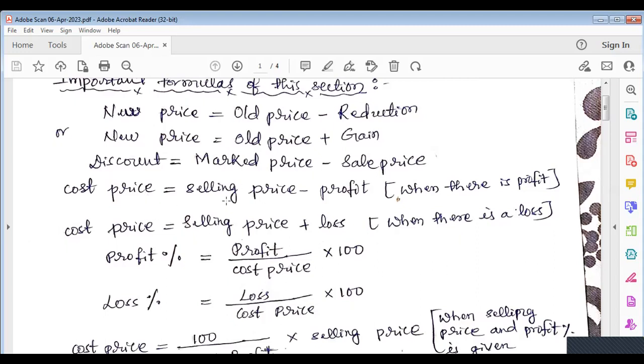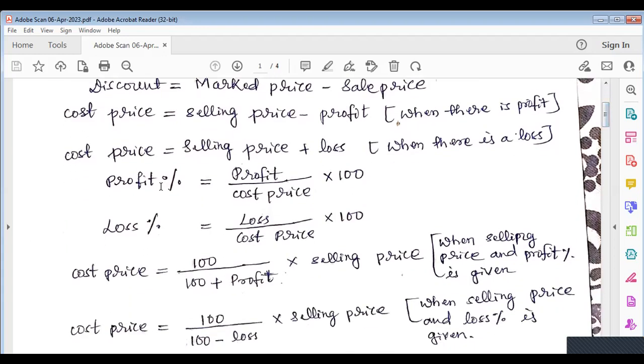Then cost price can be calculated as cost price is equal to selling price minus profit. So when there is a profit in a particular transaction or a business, then cost price is equal to selling price minus profit. And cost price is also equal to selling price plus loss. Sometimes there may be loss or sometimes there may be a profit in a business. So that cannot be predicted.